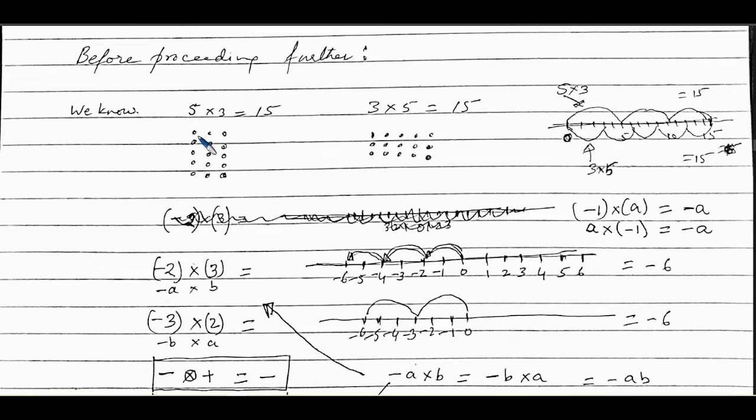So how 5 into 3, this is, suppose these are 5 dots. If you take 3 times these 5 dots, it's 15. Or these 3 dots are there, if you take 5 times, that also gives 15.